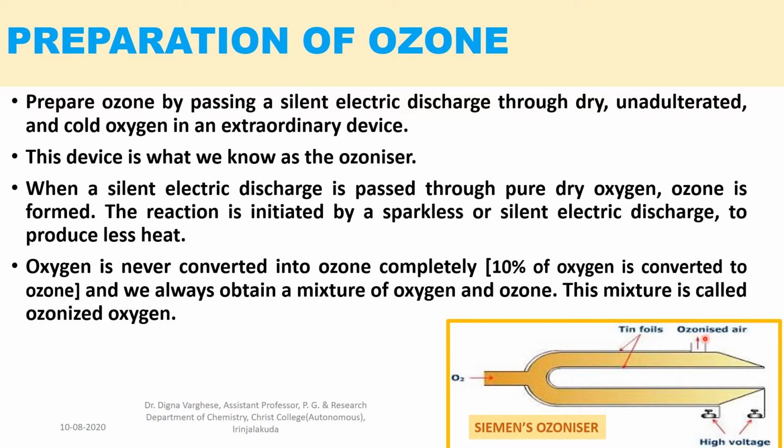Preparation of ozone is done by using a silent electric discharge in a specialized device known as the Siemens ozonizer. When a silent electrical discharge is passed through pure dry oxygen, ozone is formed. The oxygen is not completely converted into ozone. Only 10% of oxygen is converted into ozone, and at the end of the reaction we get a mixture of ozone and oxygen. This mixture is known as ozonized oxygen or ozonized air.